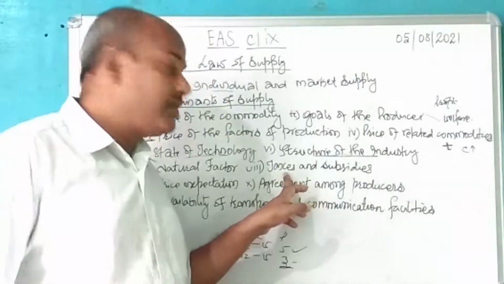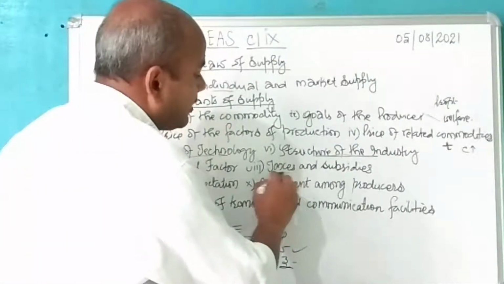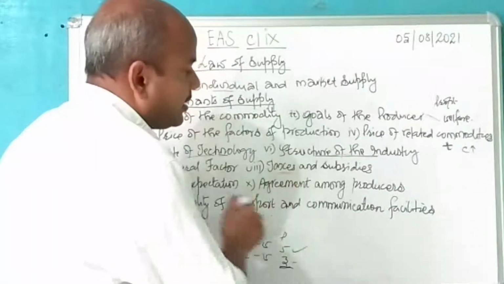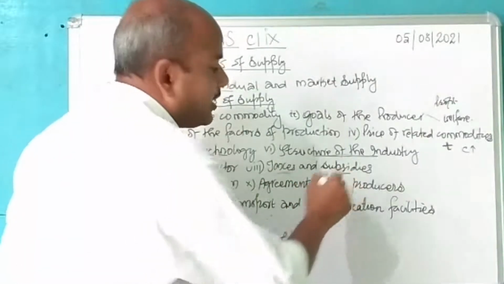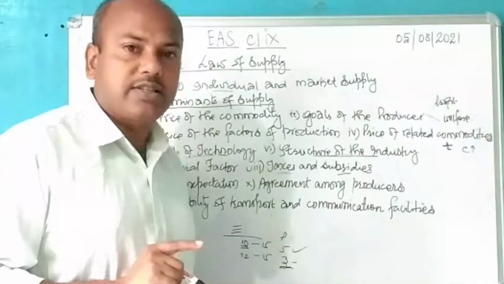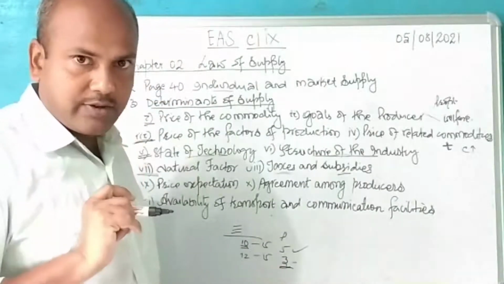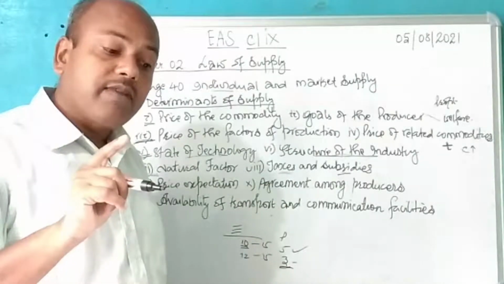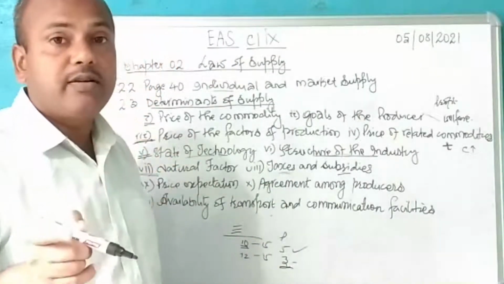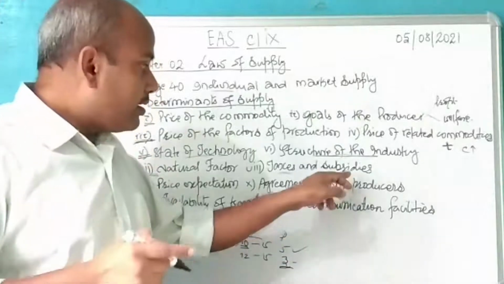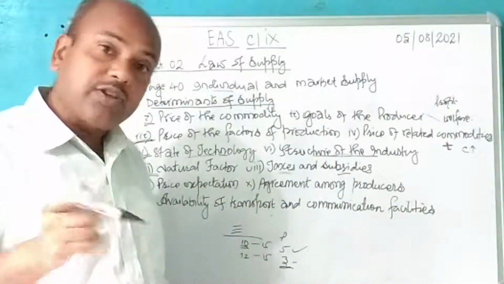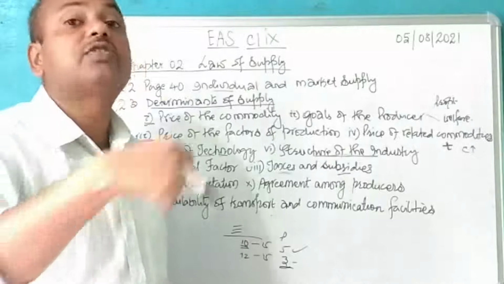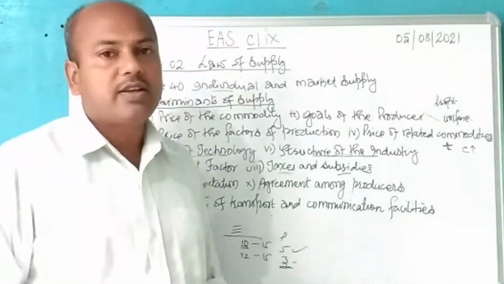Taxes are given by producer and consumer to the government. Subsidies are given by government back to the producer and consumer. Okay, try to get my point. Taxes are the amount given by the consumer and the producer to the government. Subsidies, just opposite, is an amount returned back by the government to the producer or the consumers.